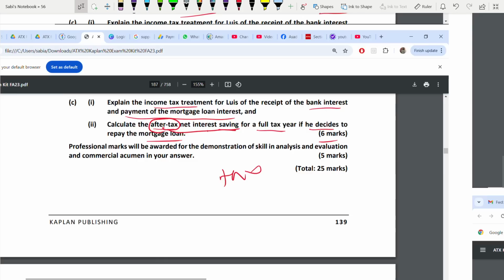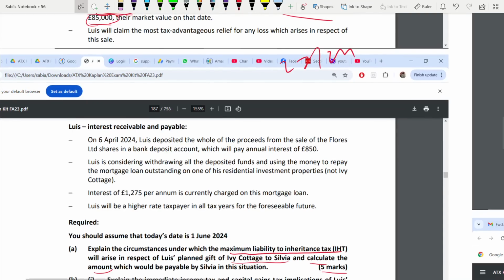So we have to read this part. He has deposited the whole of the proceeds. Annual interest is 850. He wants to withdraw the deposit fund and use the money to repay the mortgage loan on one of the residential properties, not Ivy Cottage, and interest of 1275 is currently charged on this mortgage loan, and he's a high rate taxpayer.